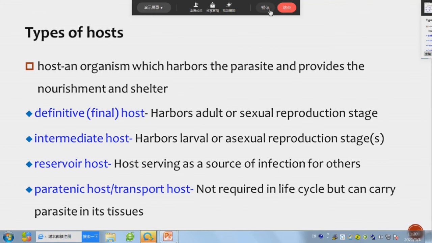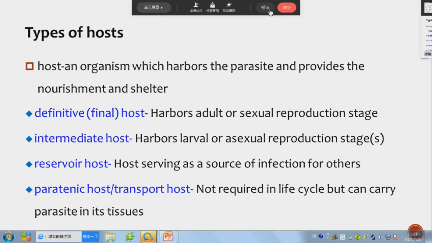Then the next one, that is the reservoir host. The term reservoir host is for a host serving as a source of infection for others. In this way, the others may be humans or animals. So this host mainly means animals.